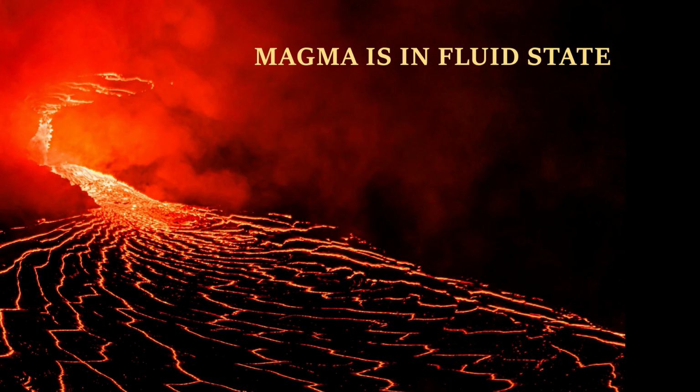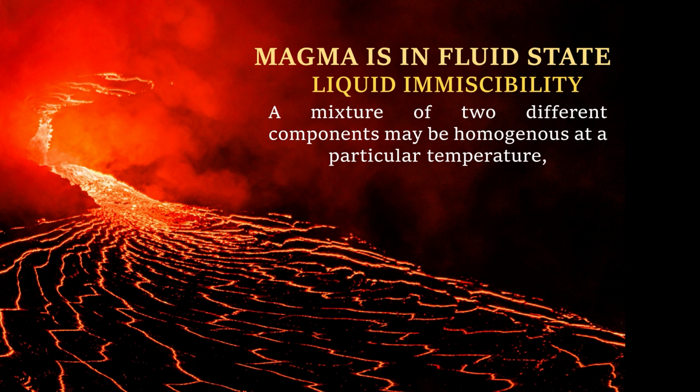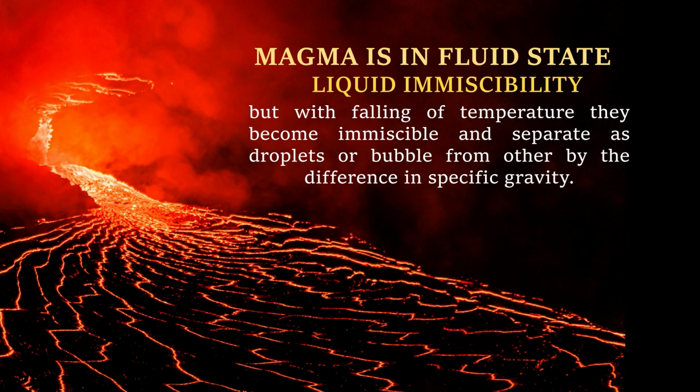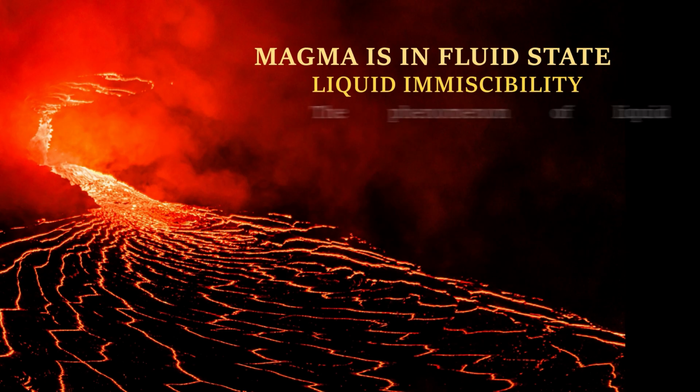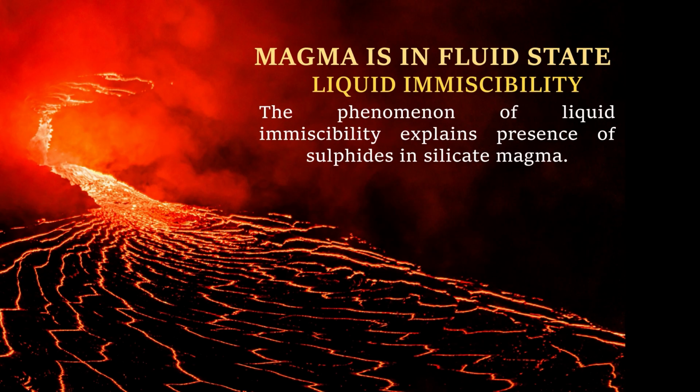The first process in the fluid state is liquid immiscibility. This means a mixture of two different components, initially homogeneous at a particular temperature, may become immiscible with falling temperature and separate as droplets or bubbles from each other because of the difference in specific gravity. The phenomenon of liquid immiscibility explains the presence of sulfides in silicate magma.